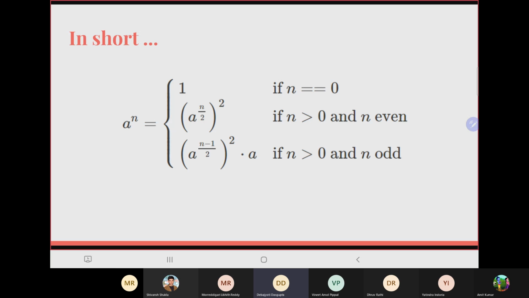If n is 0, we return 1. If n is even, we pre-compute a power n by 2 and then just square the result. And if n is odd, we multiply by a once, and then the power n minus 1 will be even, so we compute a power n minus 1 by 2 and square it. In each step we are halving the power, hence we have log n to the base 2 steps.